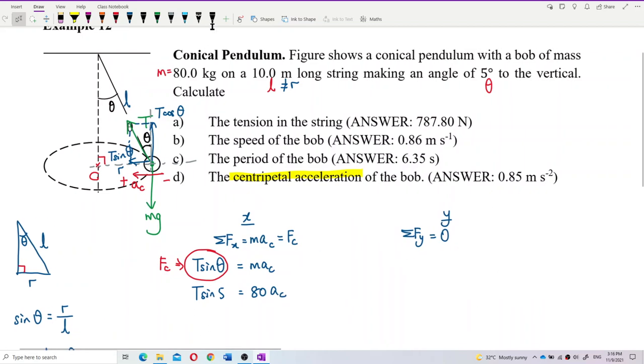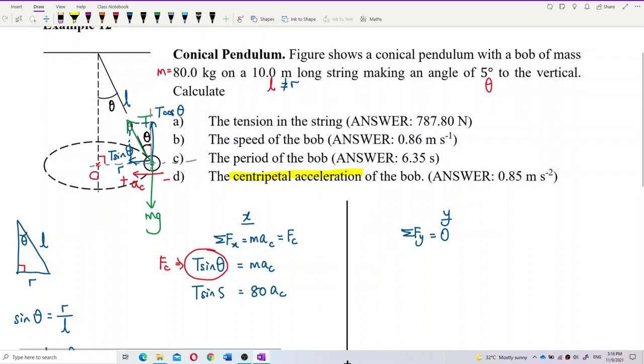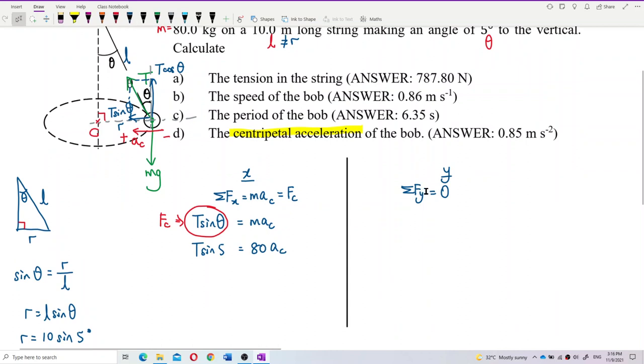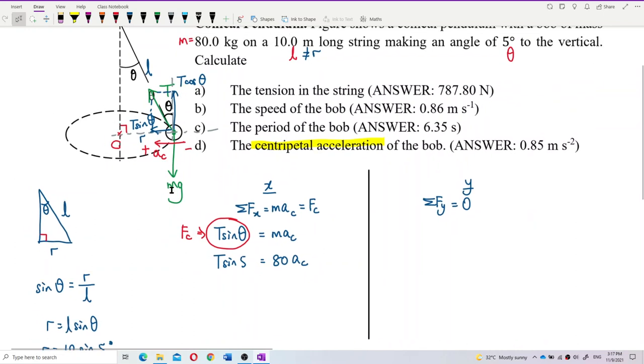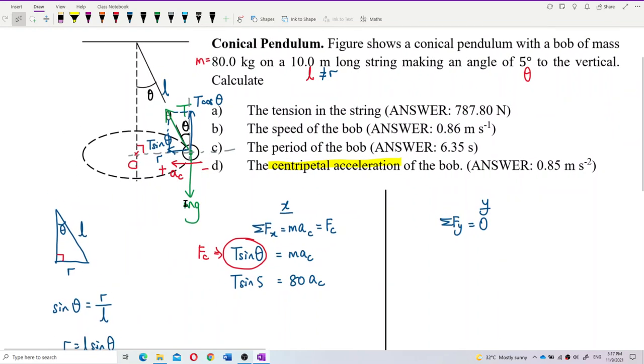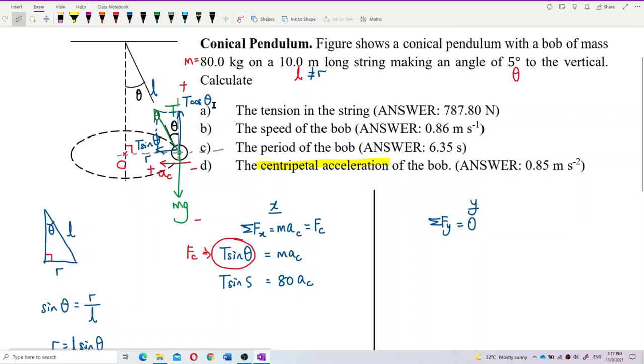Let's do the Y component. Okay, I want to make a divider here. Okay, let's continue. For the Y component, what forces do we have? We have T cos theta and mg. There is no acceleration, so forces going up are positive and forces going down are negative. So T cos theta is positive, and mg is negative because it is downward. So we have T cos theta equal to mg.